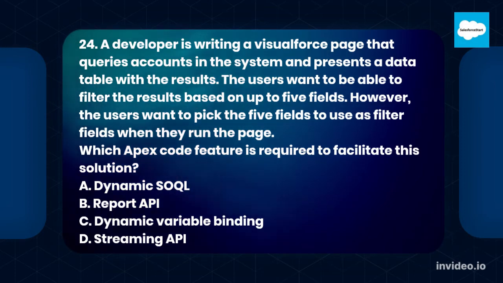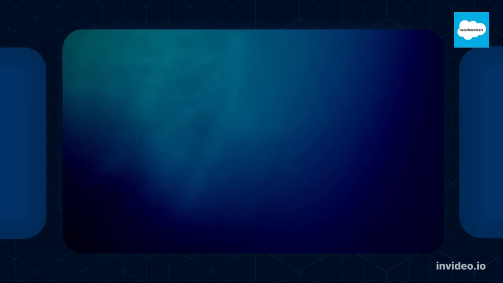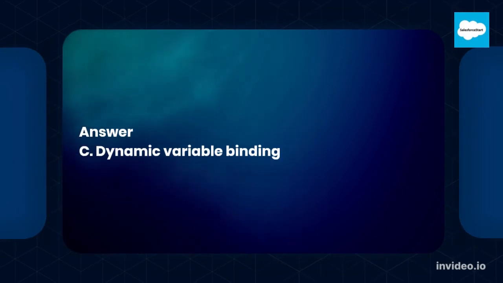A. Dynamic SOQL. B. Report API. C. Dynamic Variable Binding. D. Streaming API. Answer: Dynamic Variable Binding.